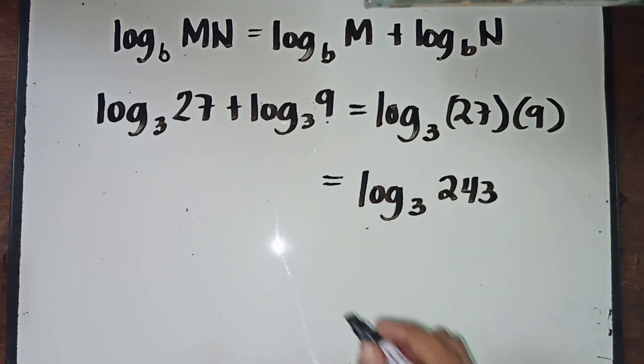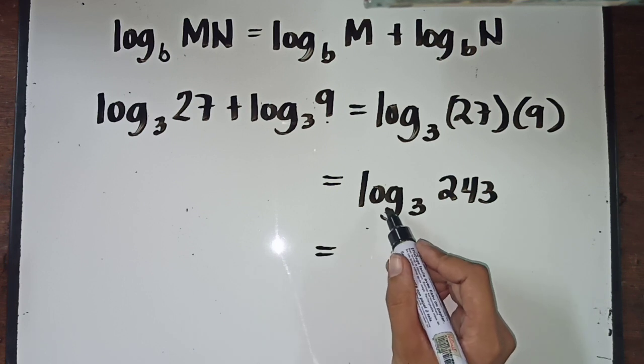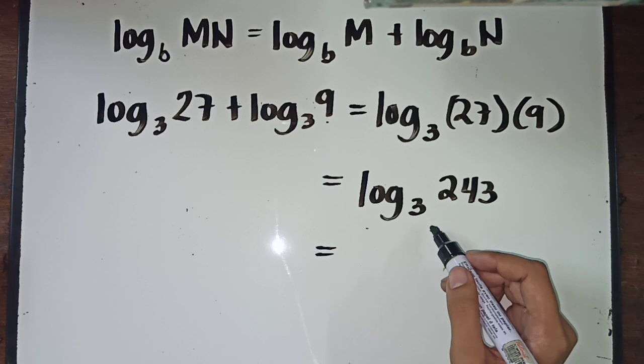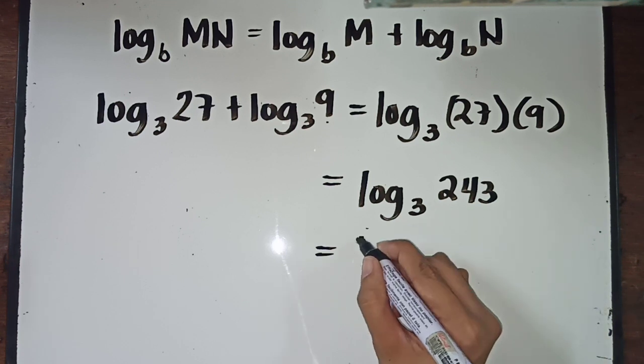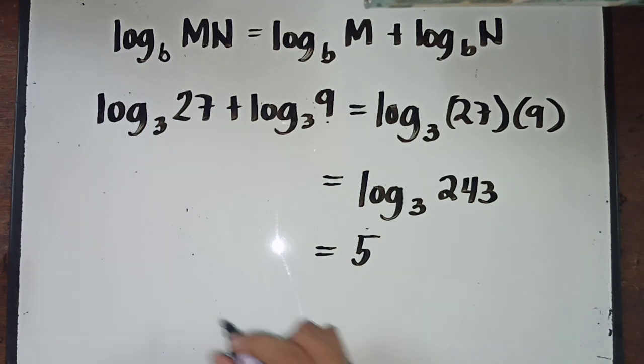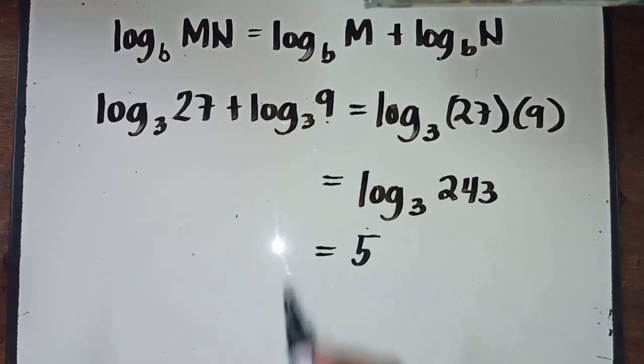Again, input lang tayo sa calcu. Ano yung value ni logarithm of 243 to the base 3? Okay, so that is equal to 5. So, ibig sabihin po, this logarithm of 27 to the base 3 plus logarithm of 9 to the base 3 is equal to 5.